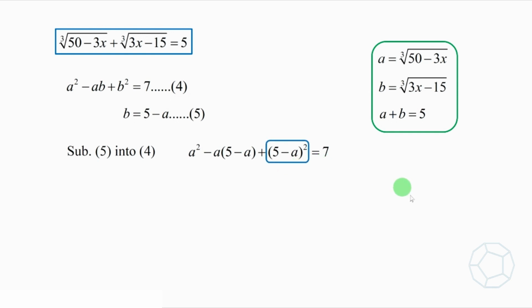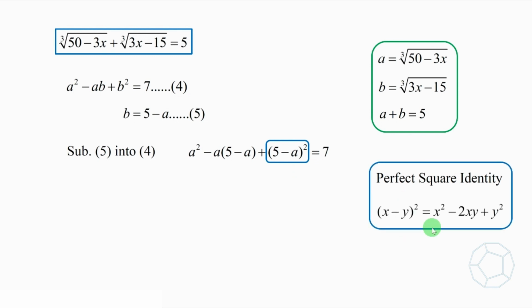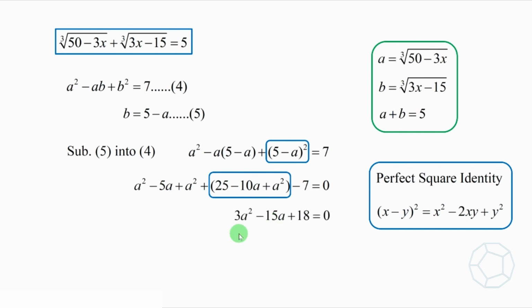To expand this term, we use the perfect square identity. (x minus y) whole square is equal to x squared minus 2xy plus y squared. So it's 25 minus 10a plus a squared. Simplify the equation, it becomes 3a squared minus 15a plus 18 is equal to 0. Divide the whole equation by 3, it is further simplified to a squared minus 5a plus 6 is equal to 0.